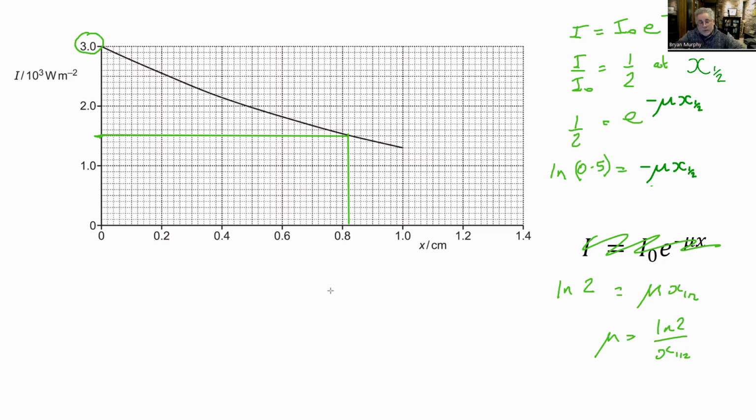0.9, 0.82, 0.82 centimeters. So now what I can do is put 0.82 into here. So that is natural log of 2 over 0.82, and we get our coefficient, whatever it is. Okay, let's just have a think. There's our mad dog. Let's just have a think of what the units are going to be.